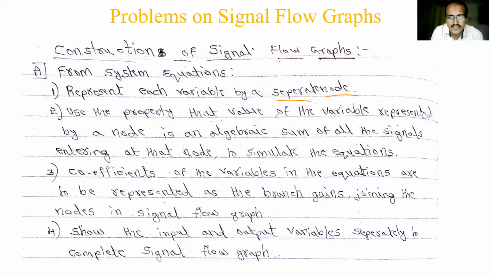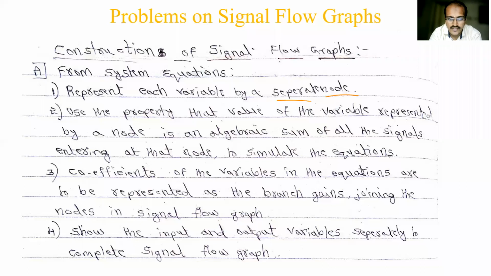Then use the property that the value of the variable represented by a node is an algebraic sum of all the signals entering at that node, to satisfy the equations. So the algebraic sum should be equal, and we connect the nodes with branches. Then the coefficients of the variables in the equations are represented as the branch gains. If you are considering 2 into I1 of s, then 2 will be your branch gain, which you write above the arrow mark.